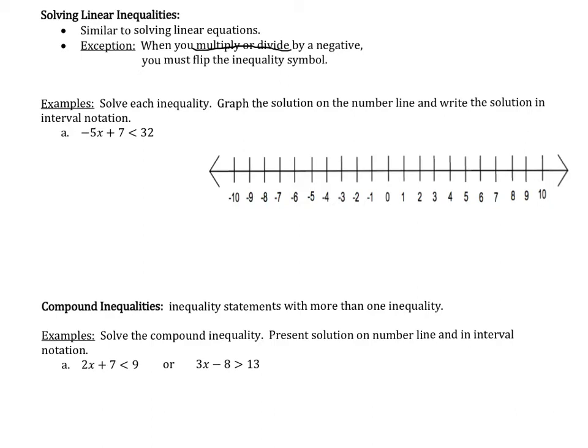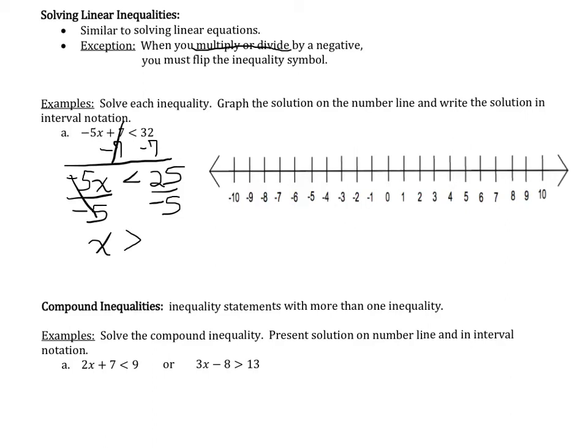All right, in this example, our instructions are to solve each inequality and then graph the solution on the number line and write the solution in interval notation. I have negative 5x plus 7 is less than 32. All right. Well, if this was an equal sign, the first thing that we would do is subtract 7 from both sides. So that's what I'm going to do here, right? When I subtract 7, they cancel. I get negative 5x is less than 25. Notice here, in order for me to solve for x, I've got to divide both sides by negative 5. And when I divide both sides by negative 5, I get an x here. Since I divided by a negative, instead of using my less than, I'm going to use a greater than. And 25 divided by negative 5 is negative 5.